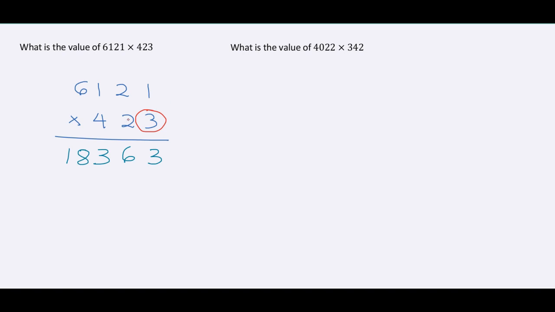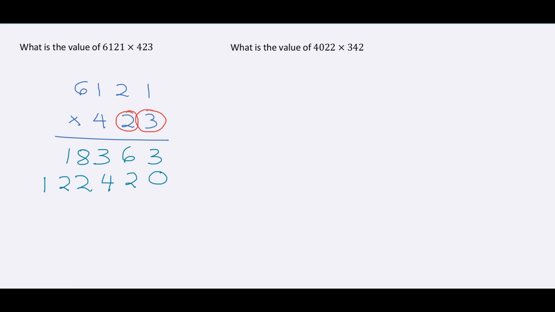Now we're going to the tens position, and with that in mind, we have to add a 0 in the ones position. 1 multiplied by 2, we have a 2. 2 multiplied by 2, we have 4. 1 multiplied by 2, we have 2. 6 multiplied by 2, we have 12. We have 2 here and 1 here.